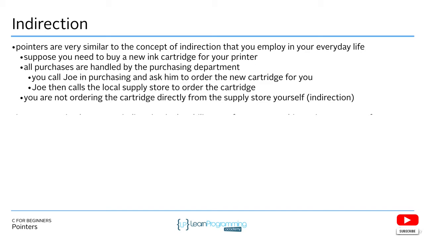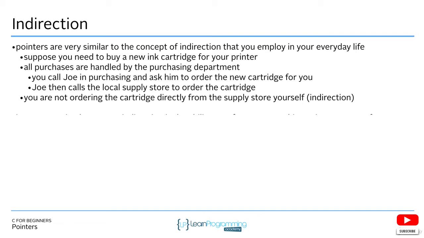So pointers are very similar to the concept of indirection. You employ indirection in your everyday life. For example, if I'm describing what indirection means, it would be like if you had to buy something new, a new product at your company. Say you had to buy a new ink cartridge for your printer. If you were working at a large company, you would probably have to go through a certain department to buy any new purchases. So you would probably go to the purchasing department. You would call somebody up in purchasing and ask them to order the new cartridge for you.